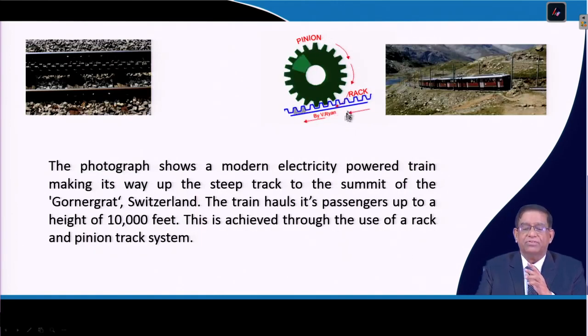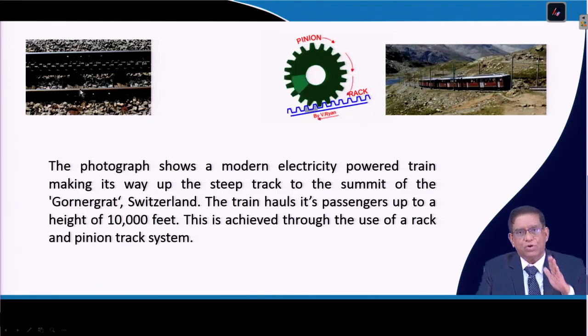This is a rack and pinion system. In Switzerland, there is a place called Gornergrat. There the railway line is on a very steep slope, and for the train to move, the whole drive system has a rack and pinion type of arrangement. So, these are the different mechanical engineering applications.